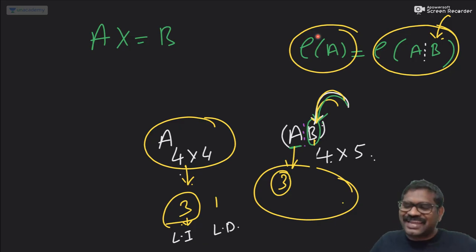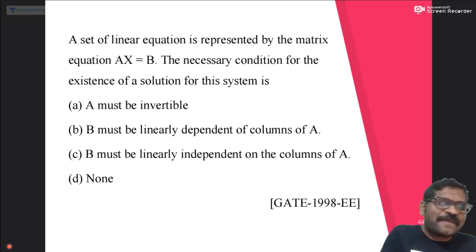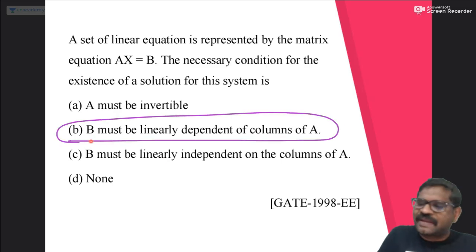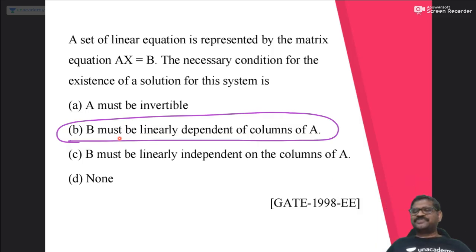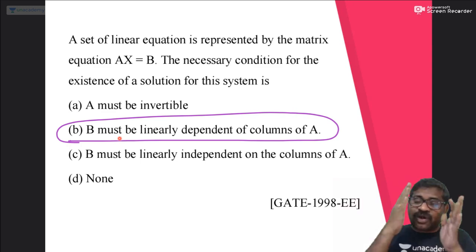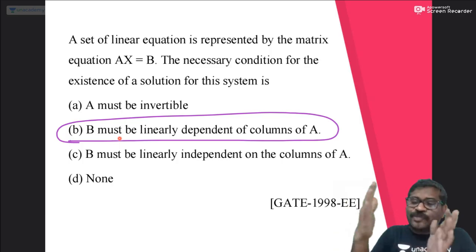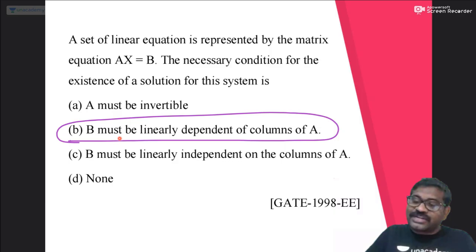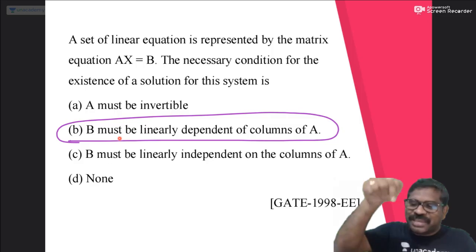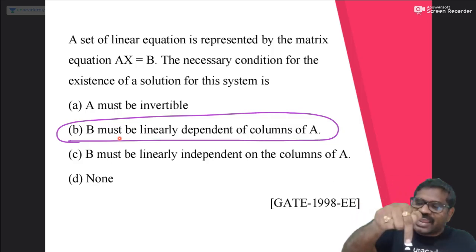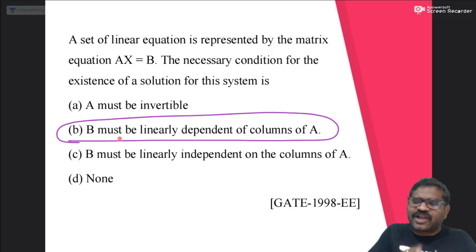So the correct answer is: B must be linearly dependent on the columns of A. That is the logic. Very conceptual problem. Understood? So the rank of A and the rank of AB would be equal only when, whatever the difference between A and AB, what is the difference in that column B? If B is depending on A, then only you will get the rank of A and the rank of AB equal.